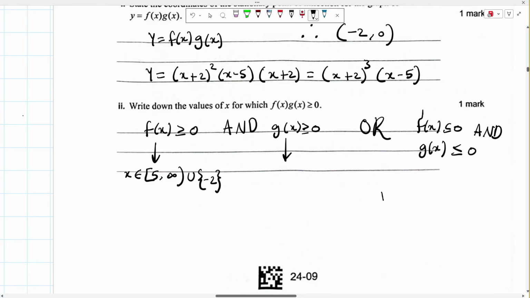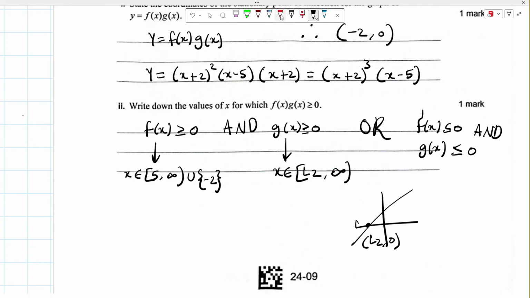G of x is actually just x plus 2, right? That's just a straight line with an intercept at -2, 0. So when is that going to be greater than or equal to 0? Well, x just has to be between -2 and infinity. That's just this part right here. In set notation, you can think of that as intersection.